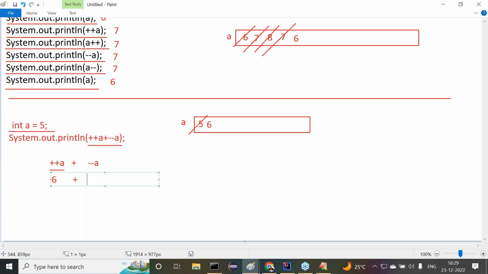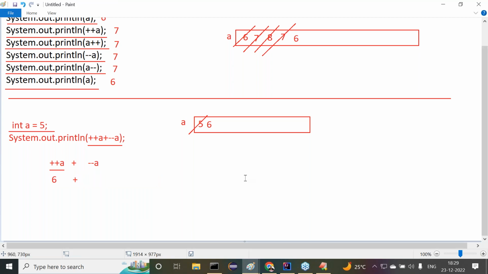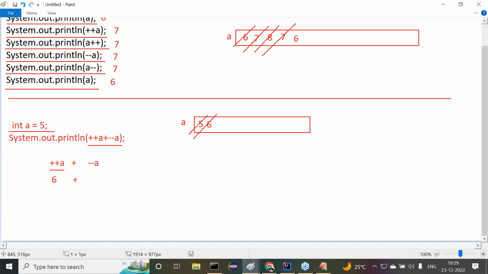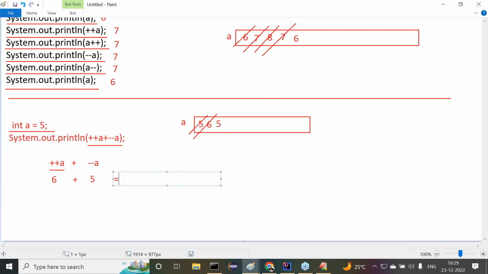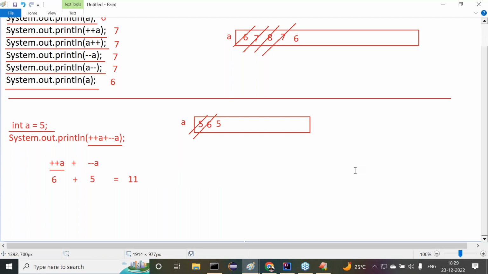Plus. Next one is --a. --a is pre-decrement. First, the a value will be decremented by 1 in memory. Then that is 5. That 5 value will participate in the expression. So 6 plus 5, what's the value? 11 we are getting. That's the reason we are getting 11 as the output.